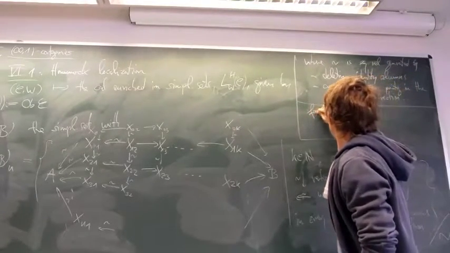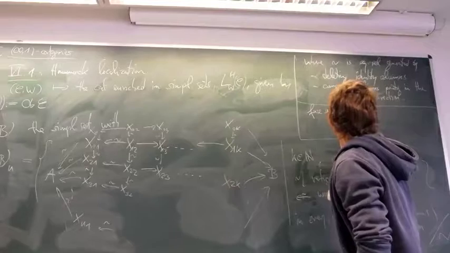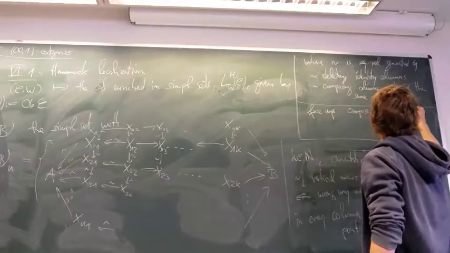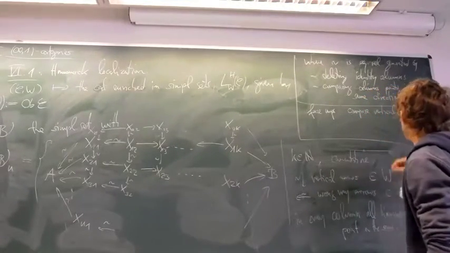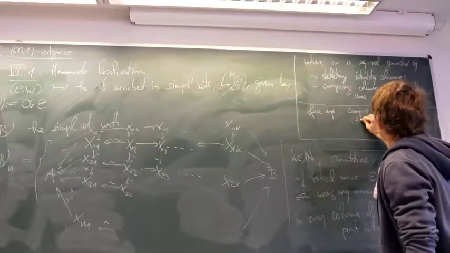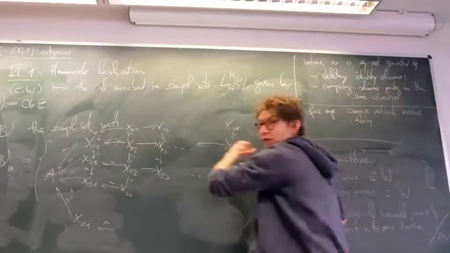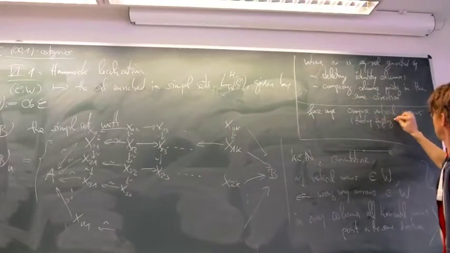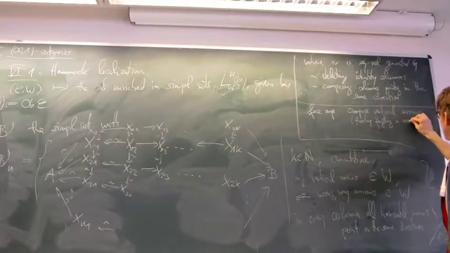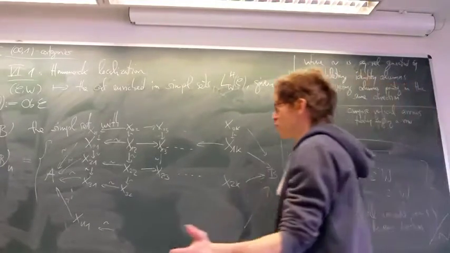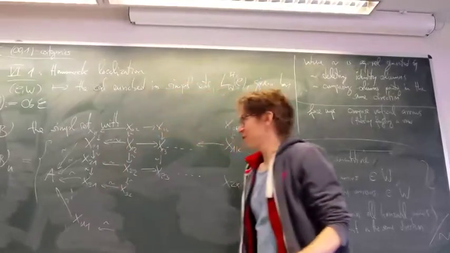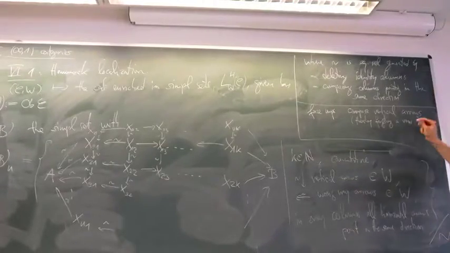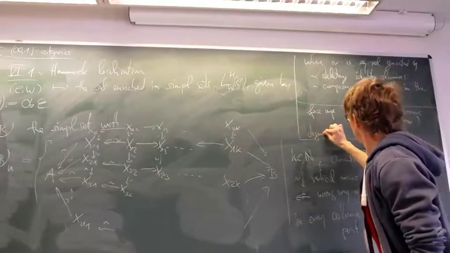Okay, so face maps are given by composing vertical arrows, thereby forgetting one of these rows, then it's gone. If you know what the nerve of a category is, you're right. It's for the reason that the nerves of categories are sets that you can already prove immediately that all the relations are satisfied. And we have the degeneracy maps.